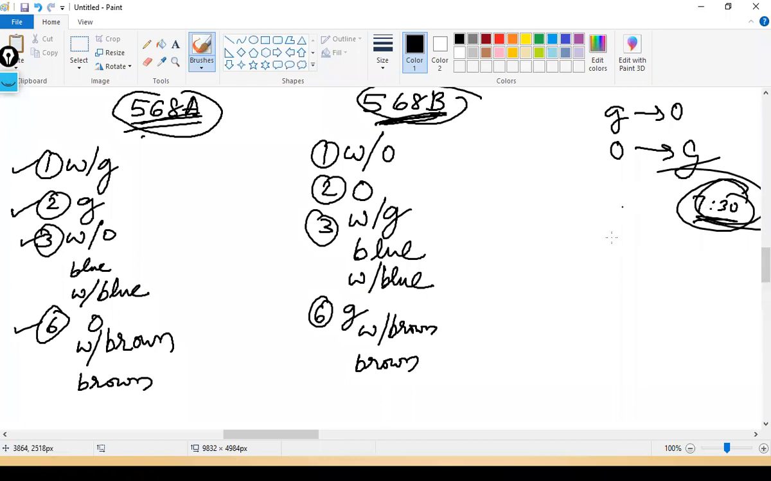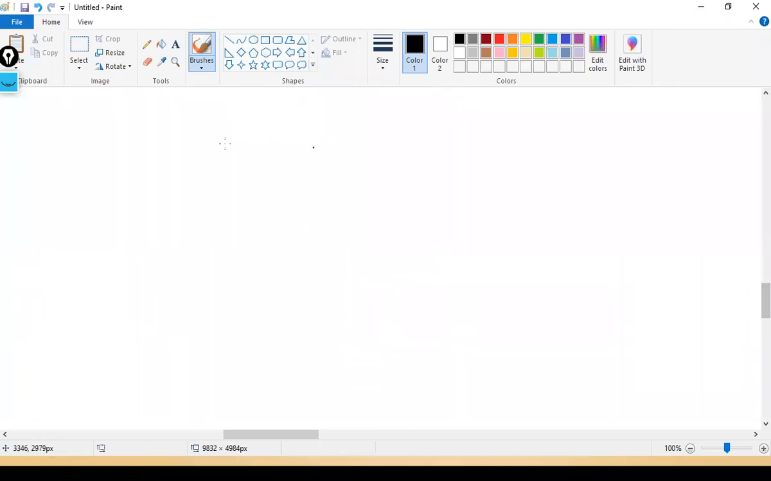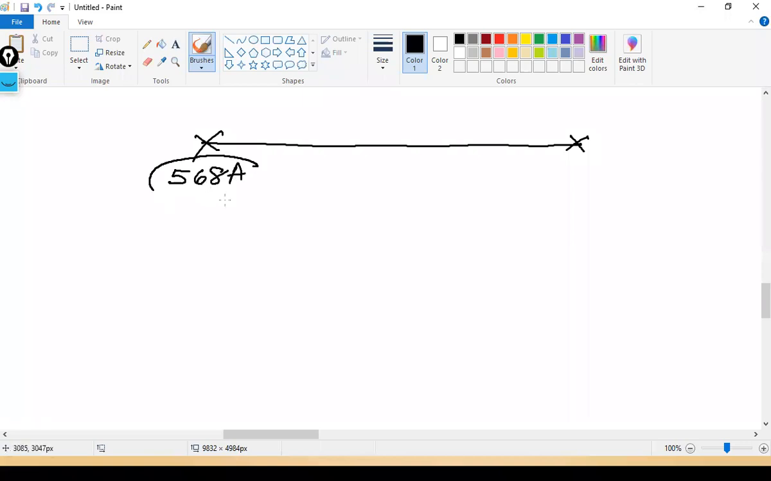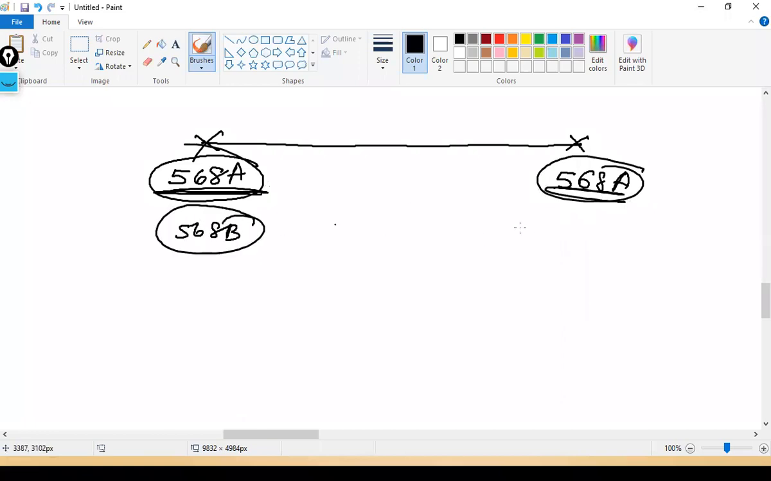Okay. So now, this is the 568A standard and 568B standard. Now, guys, suppose this is a wire. The wire will have 2 ends. Now, you can crimp the 568A standard here and you can crimp 568A standard here as well. Or you can crimp 568B here and you can crimp 568B here.